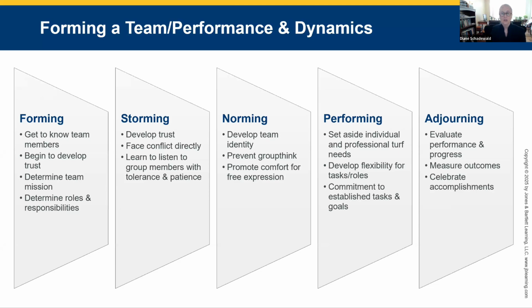And these stages were identified in 1965 by the psychologist Bruce Tuckman. He started with the first 4 stages, and then in 1977 they added the last stage of adjourning. So now there would be 5 stages in development of teams or small groups.